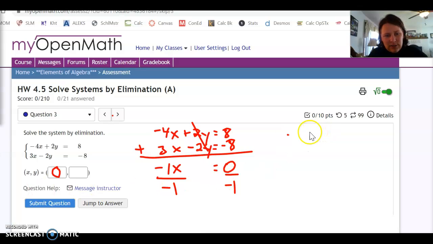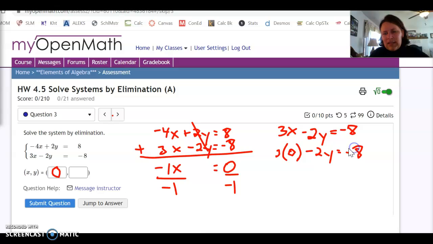All right, next one. We have x equals 0. So let's use the second equation. That one has a few less negatives. Well, I guess not really, does it? It just looks nicer to me. So 3x minus 2y equals negative 8. And then we know that x equals 0, so we're going to plug that in. So we have 3 times 0 minus 2y equals negative 8.